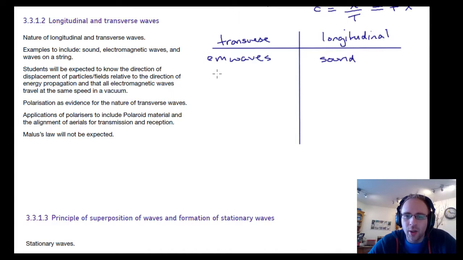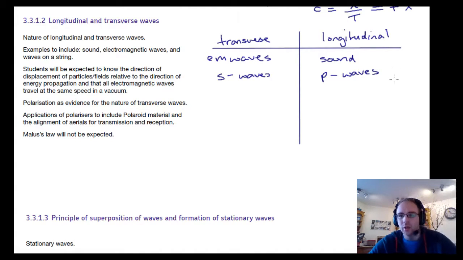We've got two types of waves in earthquakes, so seismic waves. We've got pressure waves and shear waves, which are also called primary waves and secondary waves. We normally talk about them in terms of P and S waves. So S waves are transverse and P waves are longitudinal.